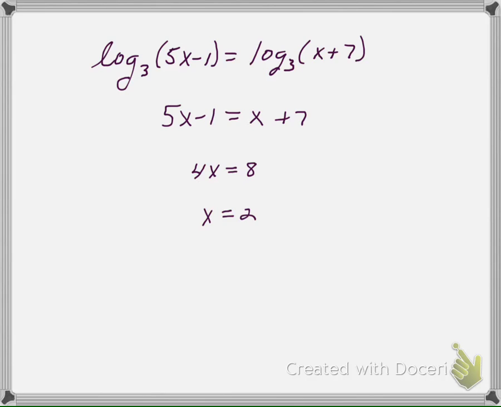And if we check it, we put the number 2 back in place of x. 5 times 2 is 10 minus 1 is 9. So if this is a 9 up here, remember to evaluate a log means find the missing exponent. 3 to what power is 9? 2. I do the same thing over here. I put a 2 in place of x. 2 plus 7 is 9. And 3 raised to what power is a 9? 2. So they match up.